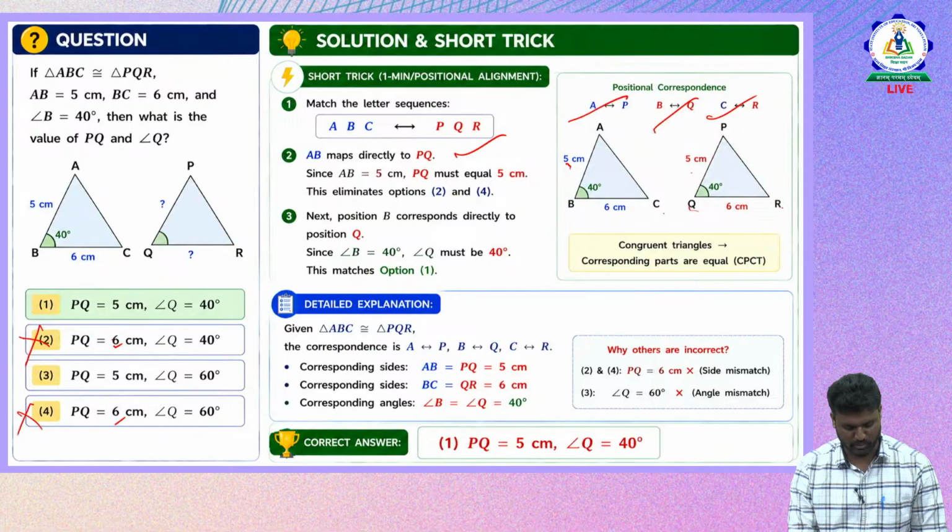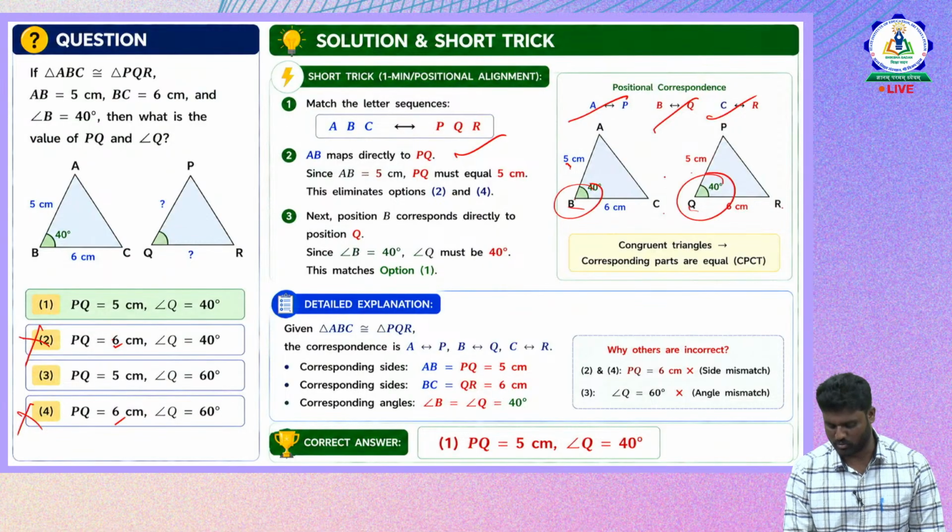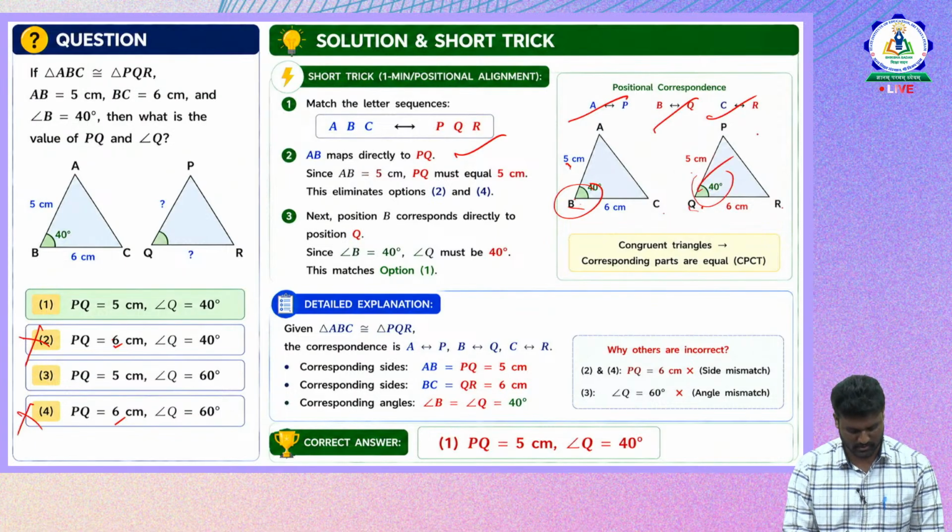The next position, B, should correspond to Q. So now what is the angle of B? They have given 40 degrees. So since B corresponds to Q, the angle Q also must be 40 degrees. So now you see the angle Q is equal to 40 degrees.